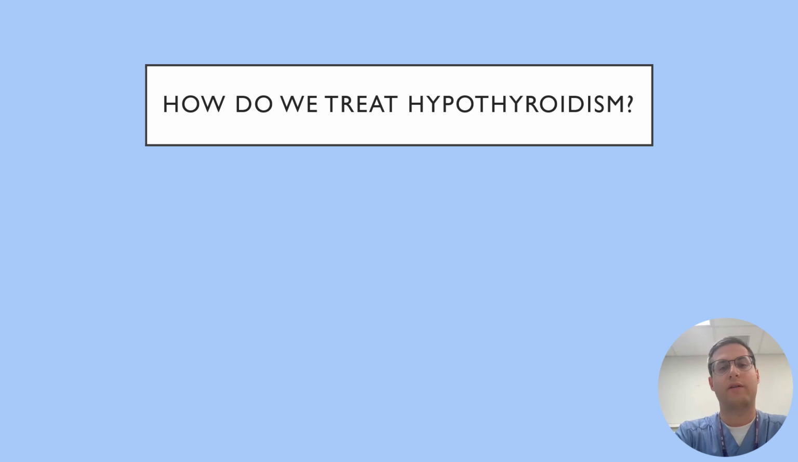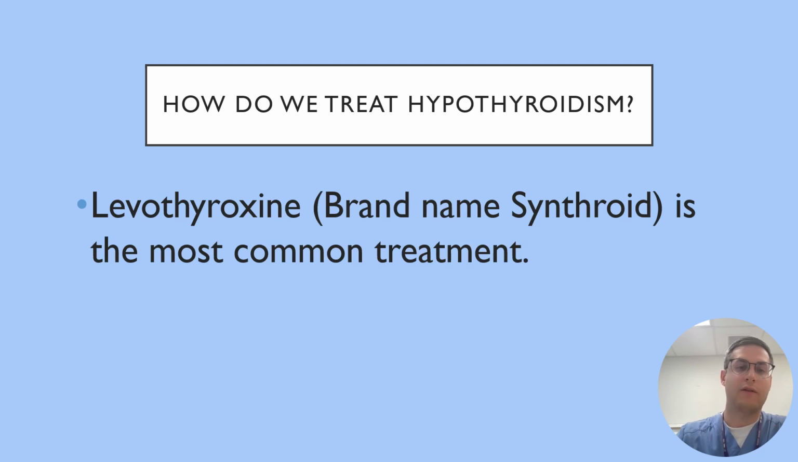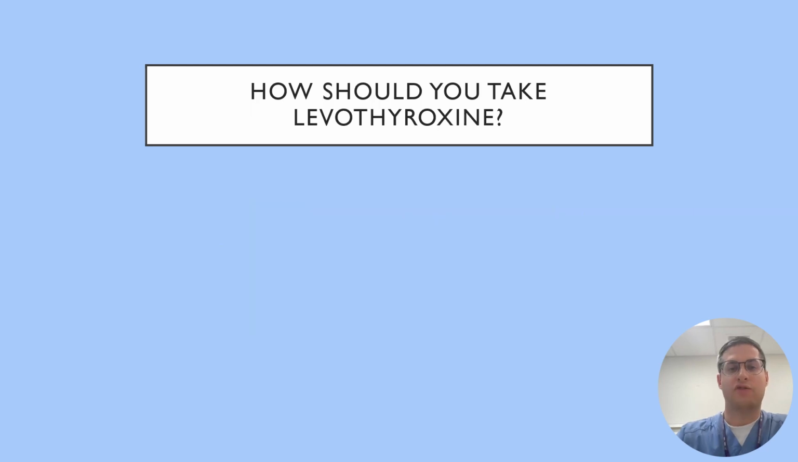How do we treat hypothyroidism? It's the most common medication. It's kind of like taking a vitamin each day to supplement your thyroid hormone, but the name we're thinking of is, yes, levothyroxine, also called Synthroid. It's the most common medication used to treat this condition, and it's very effective, very specific as well in its dosing.